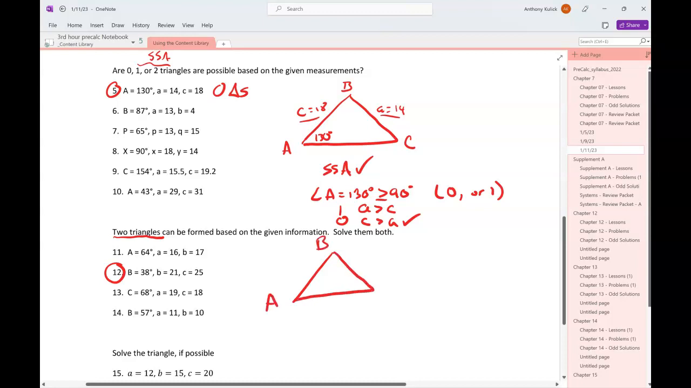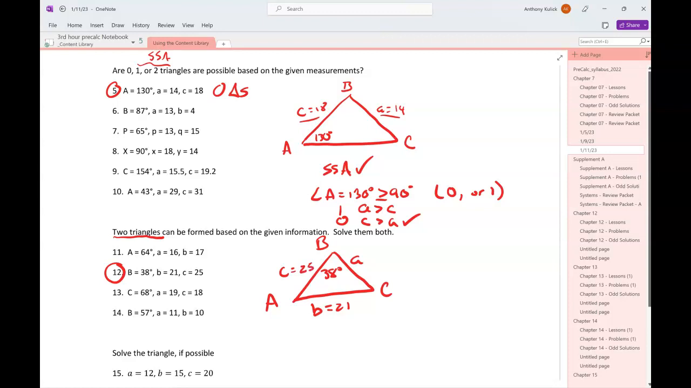So again, draw a picture, acting as if I did not already know that this was an SSA situation, which I do know from the picture. My given angle is less than 90 degrees. So I have two cases. I have one triangle if angle B is bigger than angle C, or I have 0, 1, or 2 triangles if the opposite is true, which is where we're at.